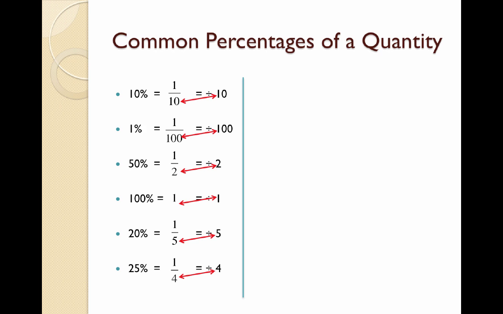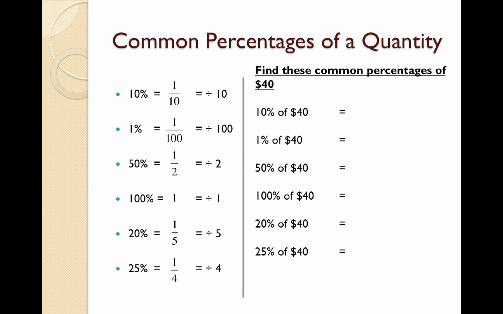Notice how the denominator of all of our fractions is the same thing as what we're dividing by. This is not a coincidence. This is why we need to know our common percentages and our fractions. Let's take a look at 6 examples.